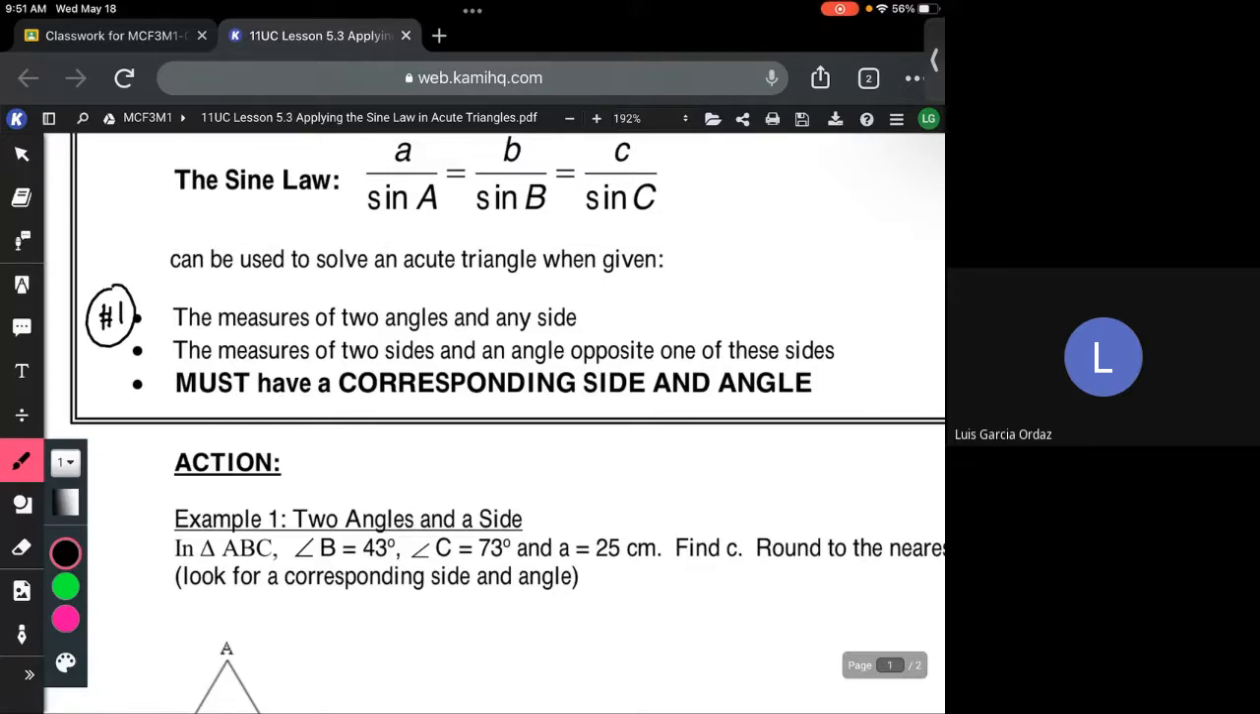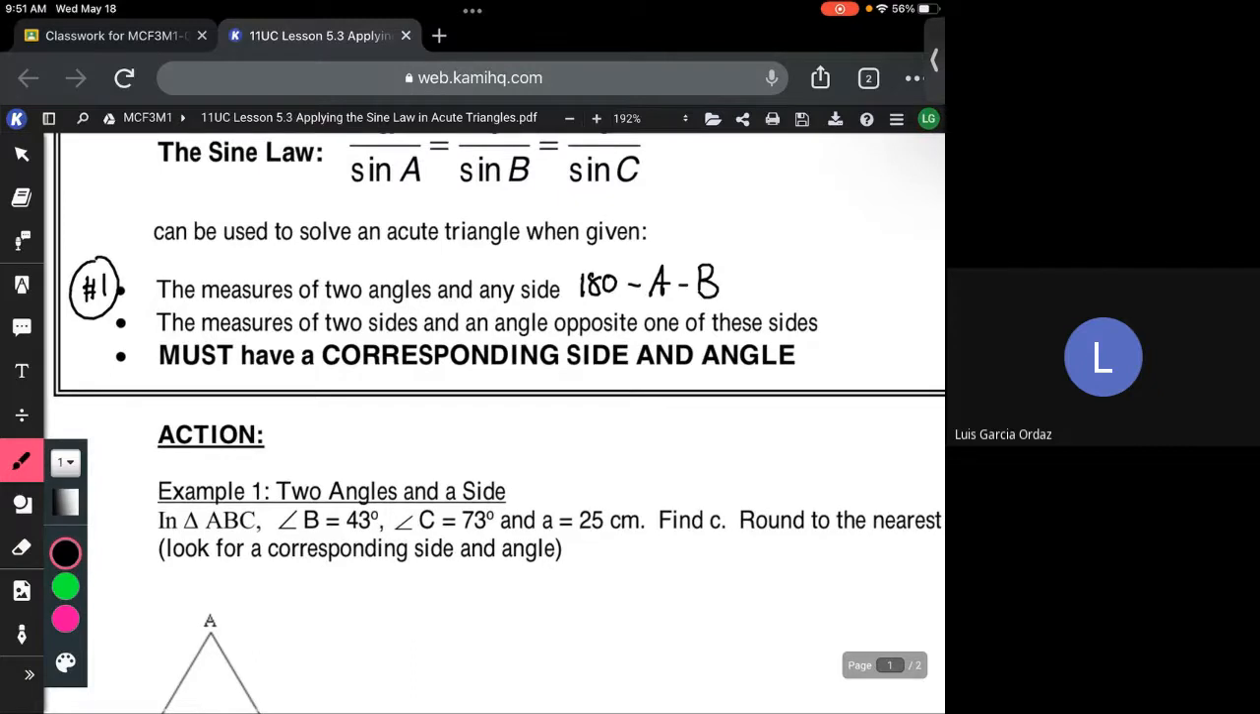Subtract. So you do 180, subtract whatever angle A, subtract B, which would equal angle C. So when you have two angles on any side, you can use the sine law. And when you have two sides and an angle opposite of one of those sides. So what I mean by that is this.